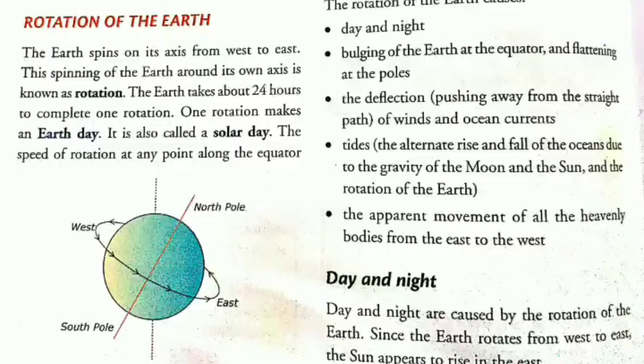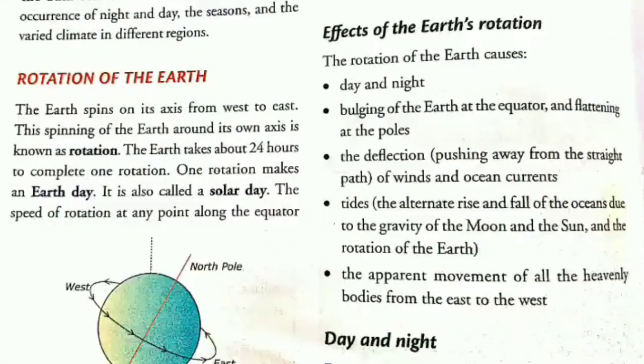The rotation of the earth makes a solar day. A solar day is also known as an earth day. The speed at which the earth rotates along the equator is approximately 1671 kilometers per hour. Now, what are the effects of earth's rotation? The rotation of the earth causes day and night. It is because of the rotation of the earth that there are days and then there is night.